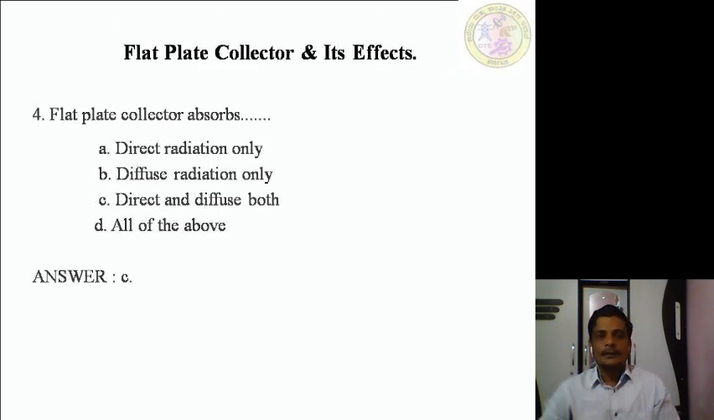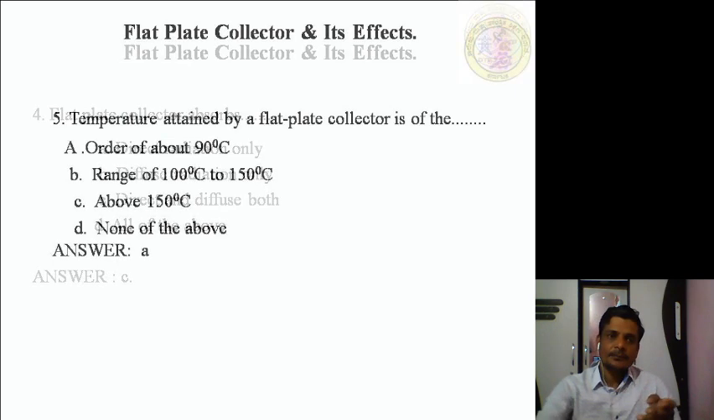The next question is, a flat plate collector absorbs. The options are A, direct radiation only, B, diffused radiation only, C, direct and diffuse both, and D, all of the above. As we discussed, the flat plate collector absorbs both direct and diffused radiation. That's why C is the correct answer. Okay, we move to the next.